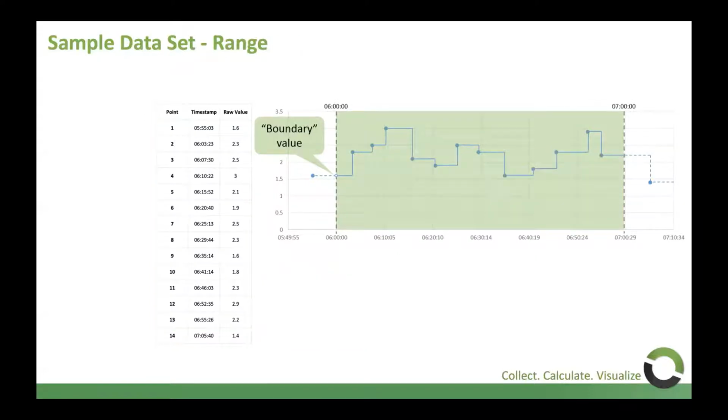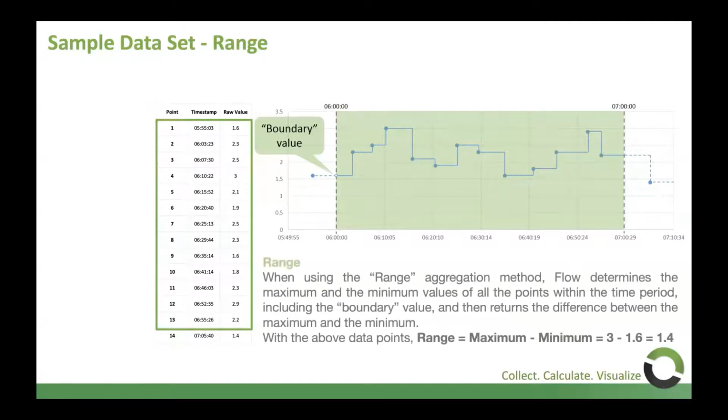All right, second one is a range. Now, the range kind of follows on minimum and maximums. The reason I say that is what we will do with the range aggregation, again, including the boundary value, is we will look at what was the maximum value for the hour, and we will subtract what the minimum value was. So if you can remember, the max was 3, the minimum was 1.6. We'll subtract the 2 from one another, and then obviously the result of our range will be 1.4. So that is what the range will give us. It will perform that aggregation technique on top of that.